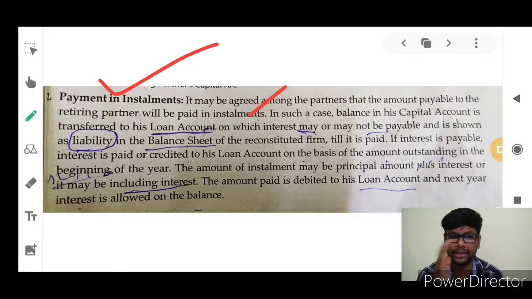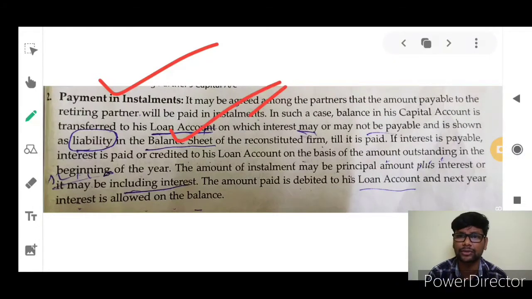So the firm is preparing the second method, called the installment method. In such a case, the balance in his capital account is transferred to his loan account. Which partner's loan account? The particular one who is retiring from the partnership firm; their capital account will be transferred to his loan account, on which interest may or may not be payable. Sometimes interest along with the loan amount will be paid. Principal plus interest amount will be paid by the firm to the partner. Sometimes it may not. The principal money alone will be paid by the firm to the partner.